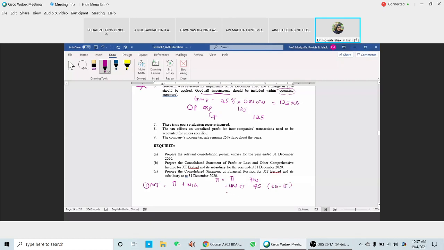And then plus URP brought forward. The URP brought forward that we have here is 100 minus 25, so you're going to have 75. And then minus impairment of goodwill. Because the impairment of goodwill is going to increase the operating expense, and an increase in operating expense is going to reduce the profit. That's why we need to minus impairment of goodwill. The amount that we have here is 125.